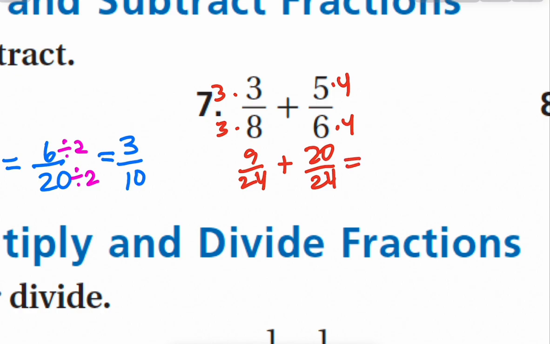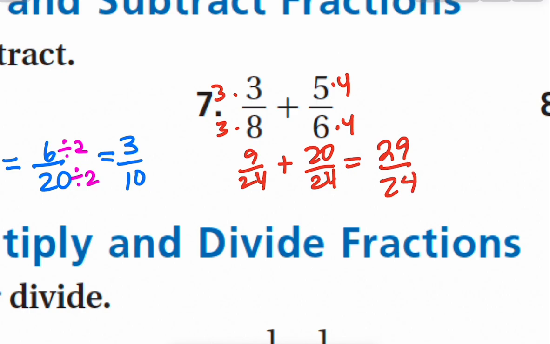And we get to use the rule from problem number 6. If the denominators are alike, we keep the denominator. We add or subtract the top. 9 plus 20 is 29. Now, mathematically speaking, if you take an algebra class someday, a college algebra course, oh, it should be 24, I'm sorry.